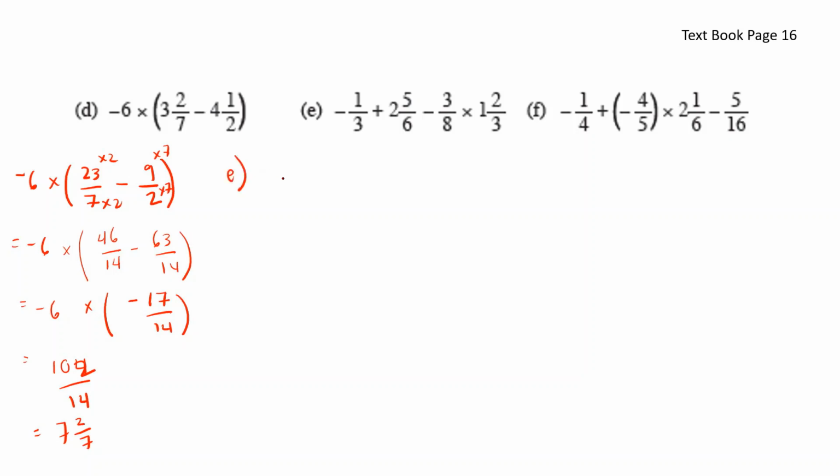Next, negative 1/3 plus 2 times 6 is 12, plus 5, 17/6 minus 3/8 times 5/3. Okay, so multiplication goes first, which means negative 1/3 plus 17/6 minus, negative and positive gives us negative 15/24.